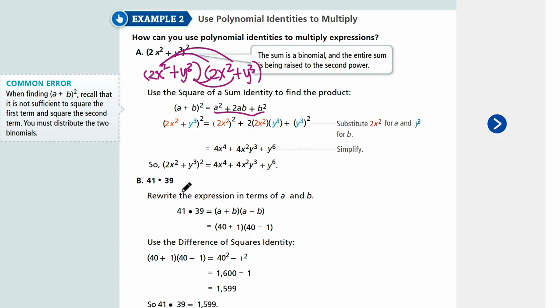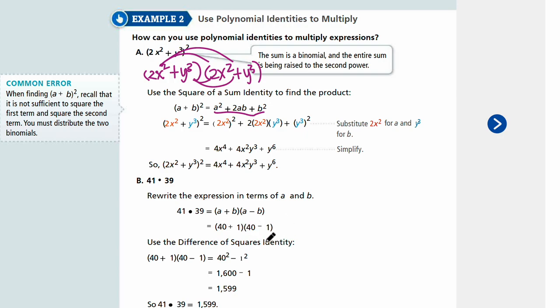In the same way, even if we don't have variables, if we just look at the numbers and it's a big number, it really helps if you know these polynomial identities and how to use them for the constants as well. So if you have 41 times 39, we can rewrite the expression in terms of a and b to use the difference of squares identity. I know it may look like more steps, but if the numbers get even greater than these, you will be able to save a lot of time if you don't have a calculator, right? So use the difference of squares in this case, where you have 40 plus 1 and 40 minus 1.